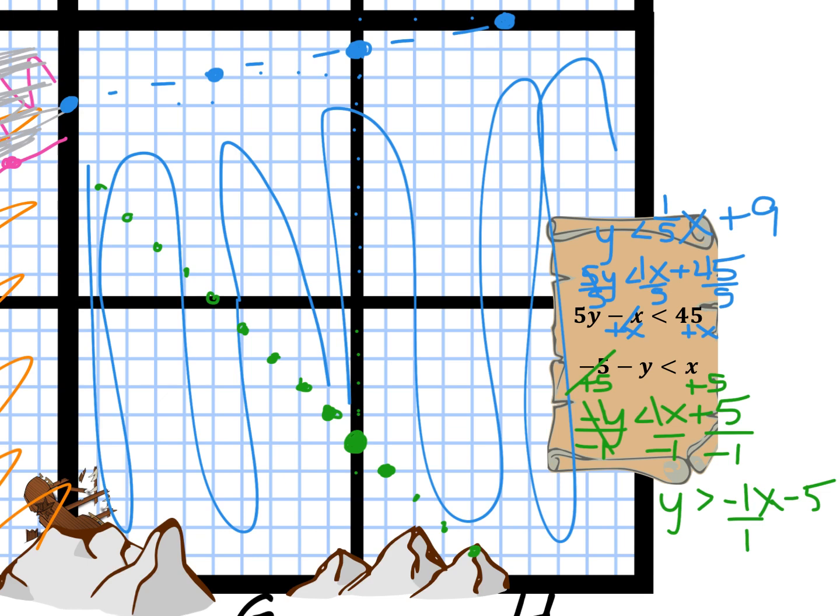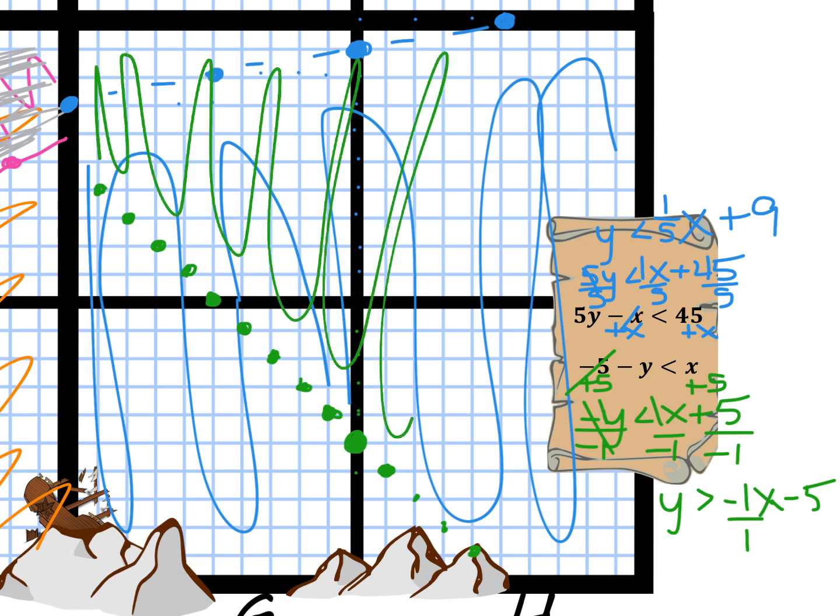All right, and let's see, do I draw a line? It says y is greater than but not equal to, so no line. So let me just make these points a little bit bigger. So no line on this one, and then do I shade above or below? Y is greater than, so I need to shade above.